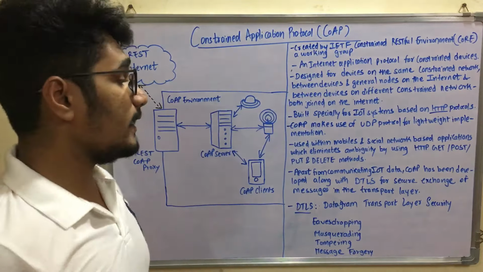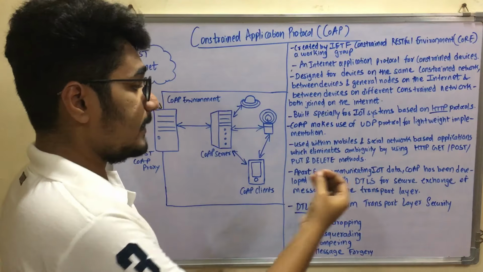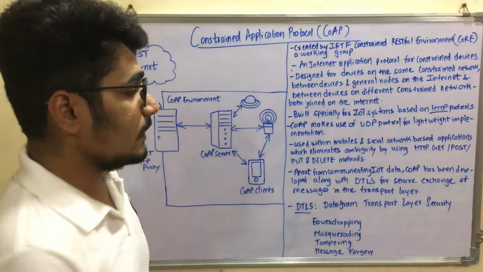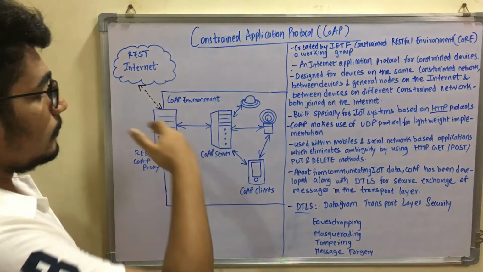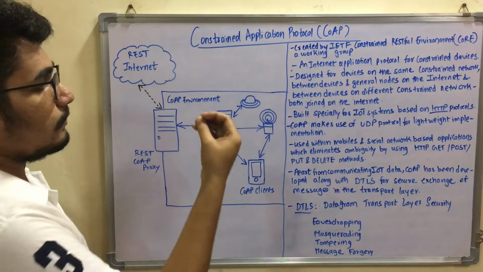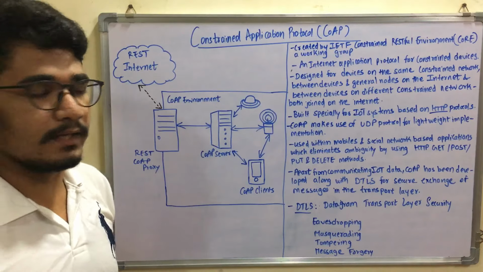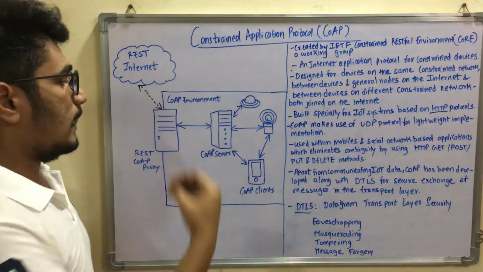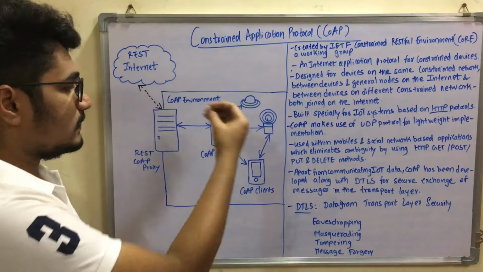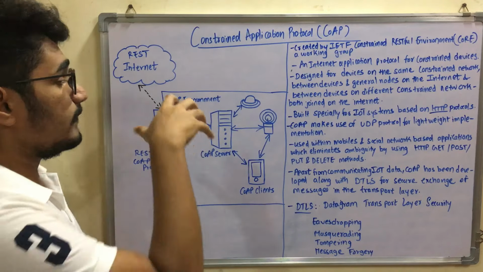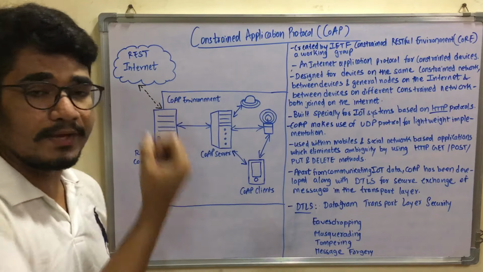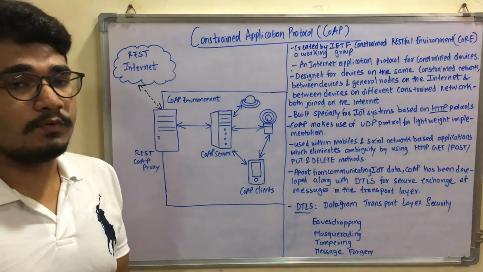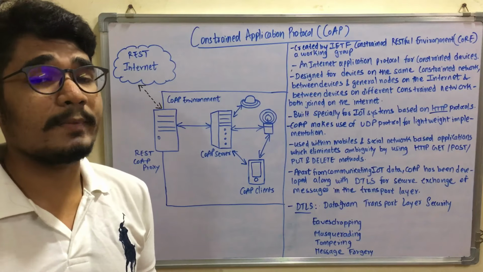Then apart from communicating IoT data, CoAP has been developed with DTLS for secure exchange of messages in the transport layer. Now imagine you are working in the CoAP environment and you have no HTTPS layer, but only HTTP. A third person comes in between and just intercepts your messages, and if he tries to hack your system or your devices and gains control of any of these entities, then what will you do? So you need to have a secure mechanism for that.